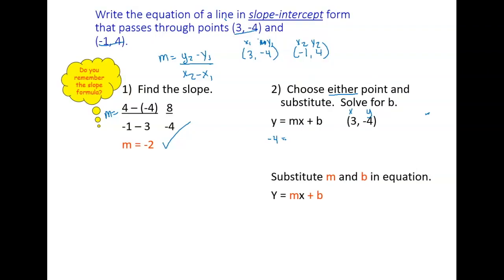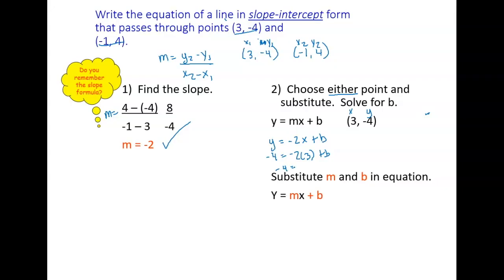So for y is negative 4, m is negative 2, right? Maybe I should start by writing that part out first, so as not to lose you. Okay. So we found our slope. So now instead of just mx plus b, we have negative 2x plus b because I found my slope. So now I'm going to sub in my y. So my y is negative 4, my x is 3.